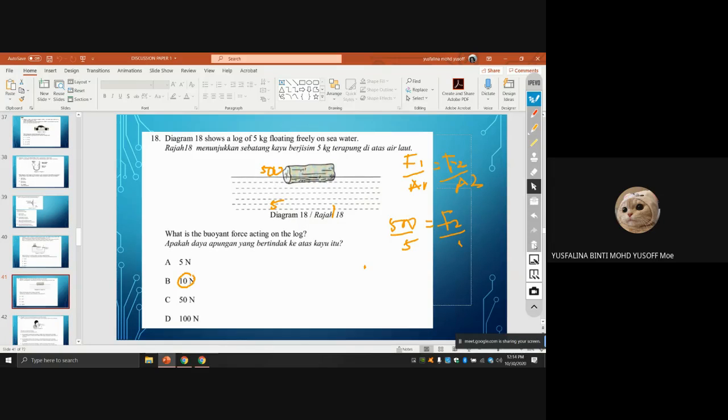Okay, diagram 18 shows a log of 5 kg floating freely on sea water. Floating means this one is Archimedes' principle. So the weight of the log is equal to the buoyant force. The question wants you to find the buoyant force, so you just need to find the weight of the log. 5 times 10, so the answer is 50. Okay, so the answer for 18 is C.